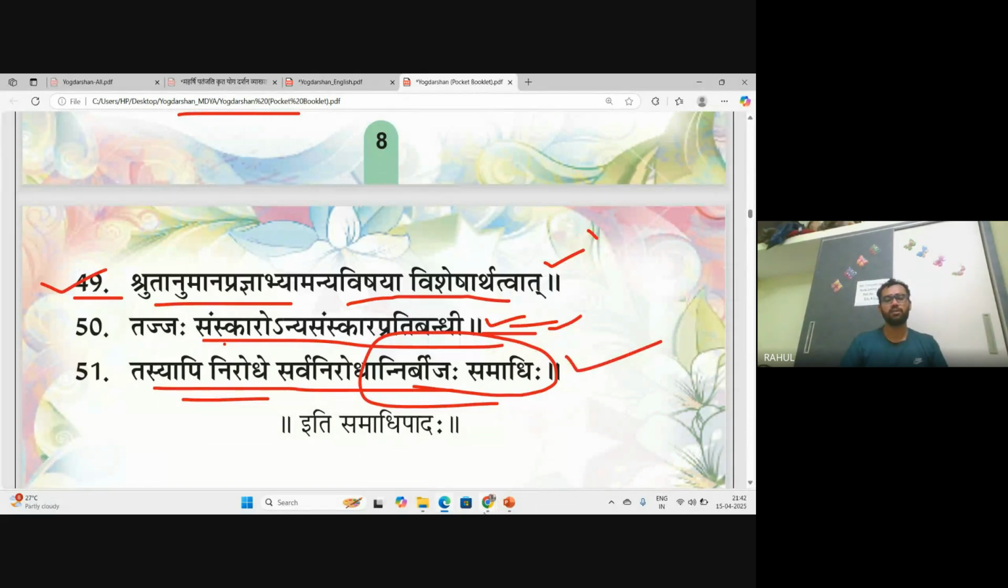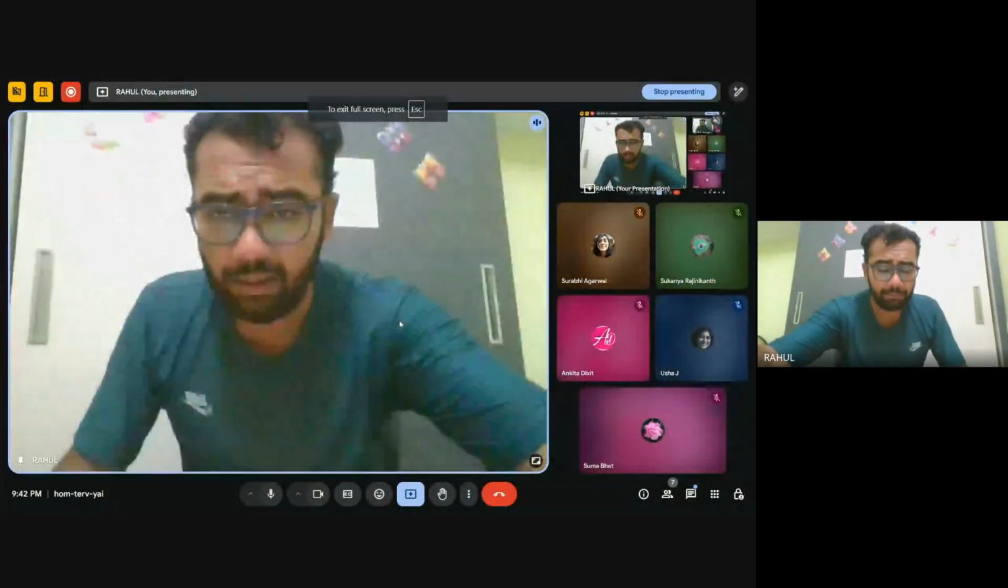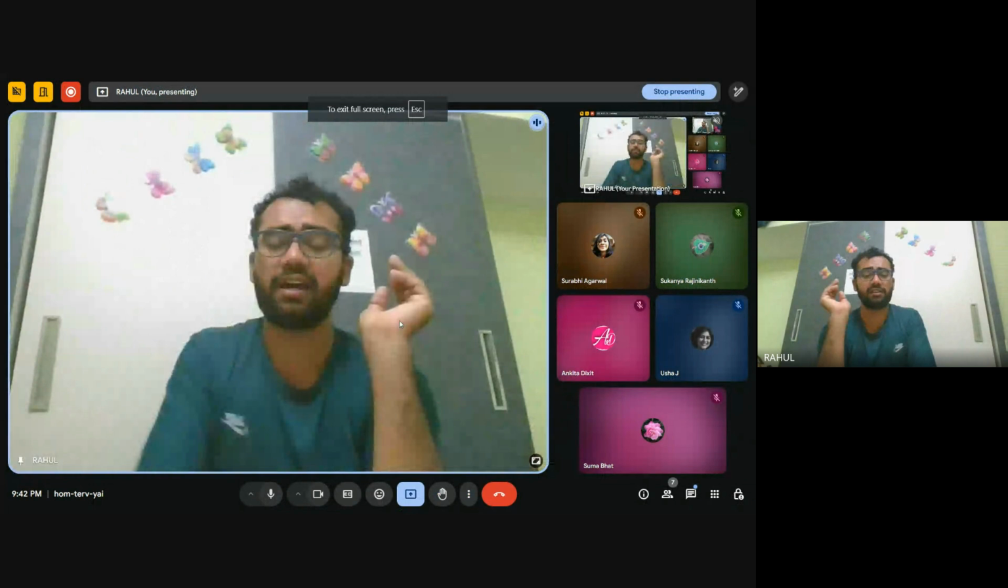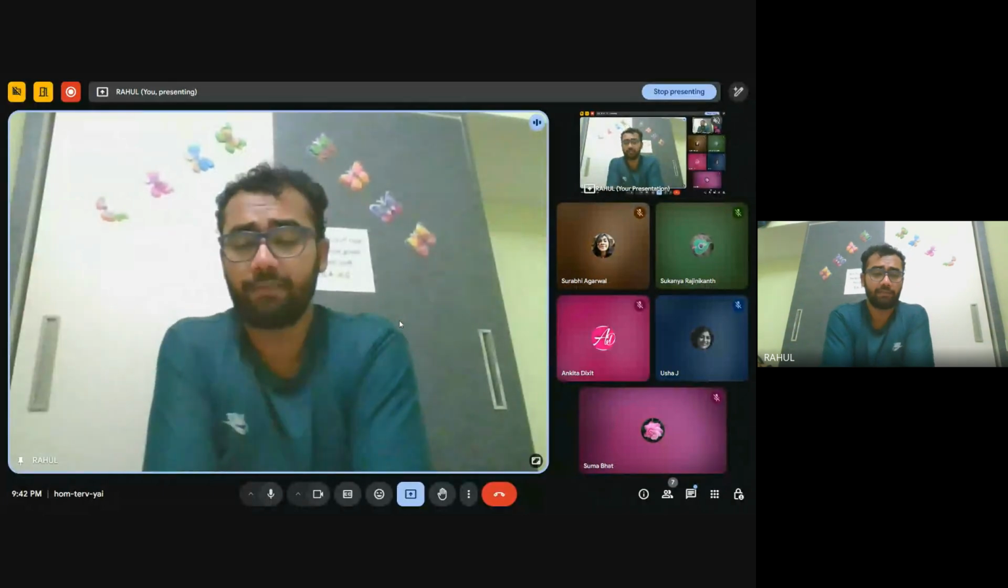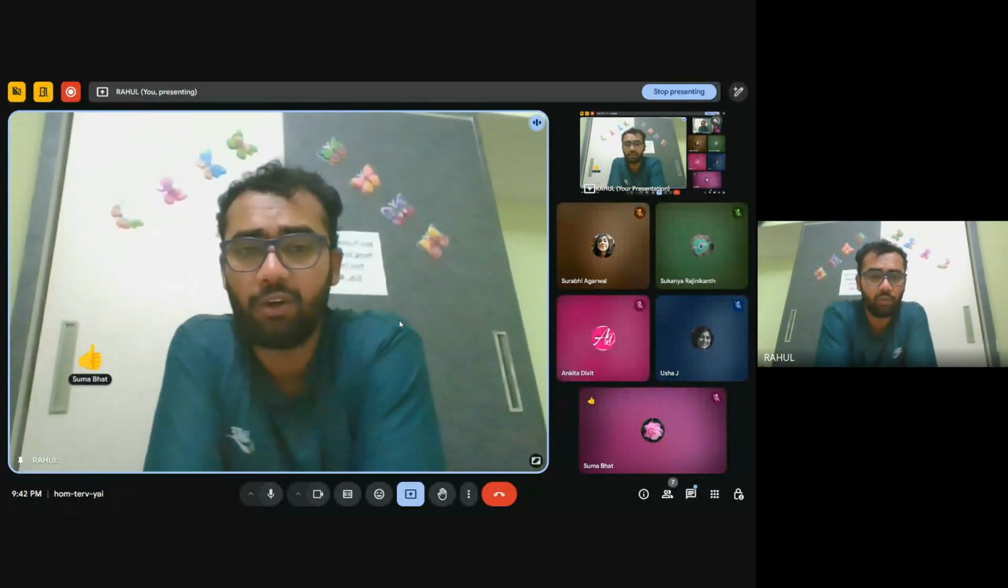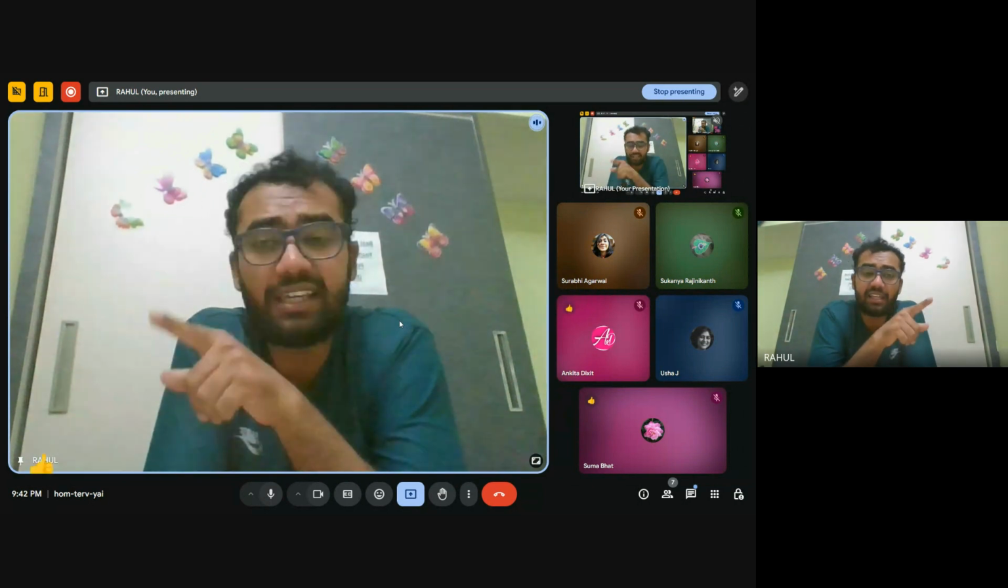So this is the overview of the Samadhi path. Hope you all are getting it in a very systematic way, and you are able to understand why Maharshi Patanjali arranged all the sutras in this pattern.